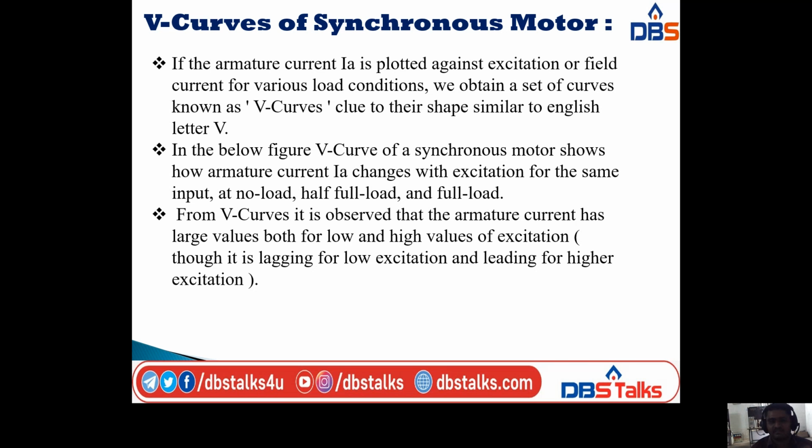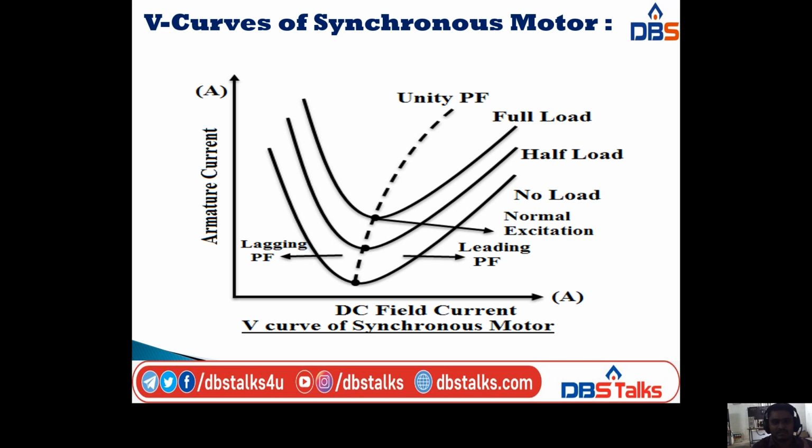So from V curves, it is observed that the armature current has larger values both for low and high values of excitation. That is, it is lagging for low excitation and leading for higher excitation. So this is the V curve of synchronous motor. Here the curve is drawn between armature current and DC field current, that is IA versus IF. In this one, I am drawing the curves for full load, half load and no load conditions.